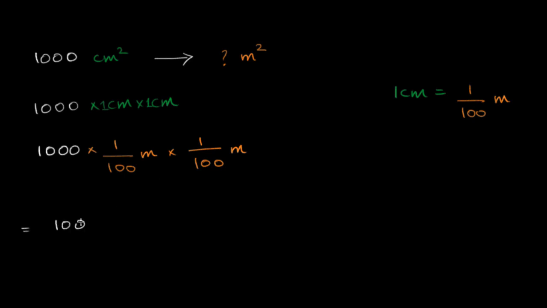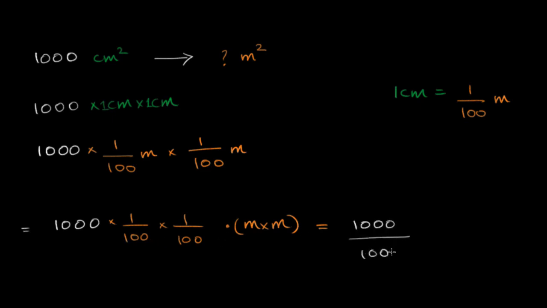So I'll have 1000 divided by 100 divided by 100, finally multiplied by meter into meter. Now I don't care what this number is. I'm happy because now I have my units exactly what I want, meter into meter. So what is this going to be? 1000 divided by 100 and another 100. So one more 0. So 1000 divided by 10,000, or that's 1 by 10.